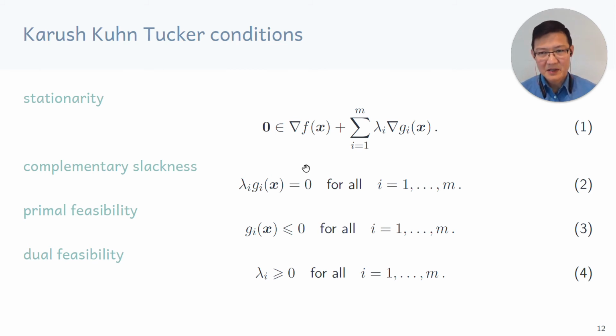So just writing out the conditions here, the stationarity conditions are given by taking the gradient of the Lagrangian with respect to x. Complementary slackness says that either lambda I is 0 or GI is 0. Okay. And we have primal feasibility and dual feasibility.